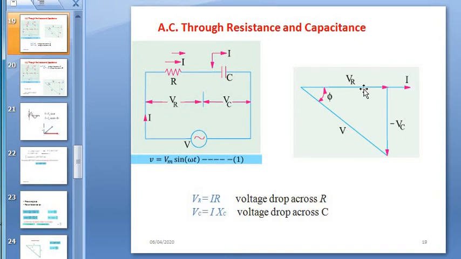From these two voltages VR and Vc, the vector addition of VR and Vc gives the total voltage V. Therefore this is the total voltage V. What is the relation between this voltage and current? See here, the voltage is lagging behind the current by angle phi. Or in other words, the current is leading this voltage by angle phi. In the RL circuit the current was lagging. In the RC circuit the current is leading.